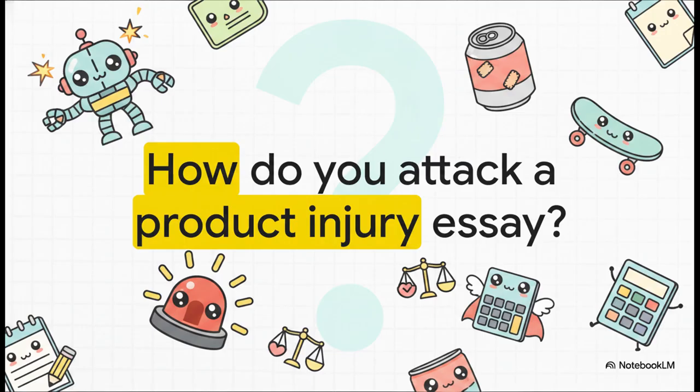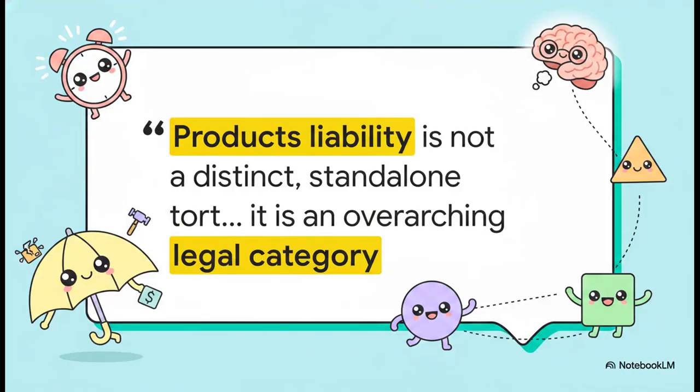When analyzing an essay fact pattern, a plaintiff who is injured by a product should raise immediate alarms in your head to evaluate all potential theories of recovery. Professor Burke hit the nail on the head in his course review session with this exact quote: "Products liability is not a distinct standalone tort. Instead, it is an overarching legal category." This is absolutely crucial to remember. When that alarm goes off in your head, it means you've got to evaluate multiple theories under this giant umbrella, rather than just jumping to a single conclusion and calling it a day.